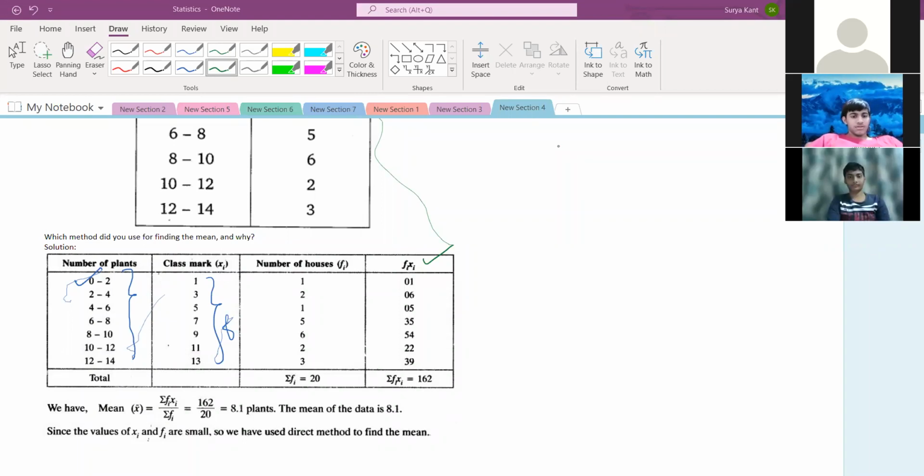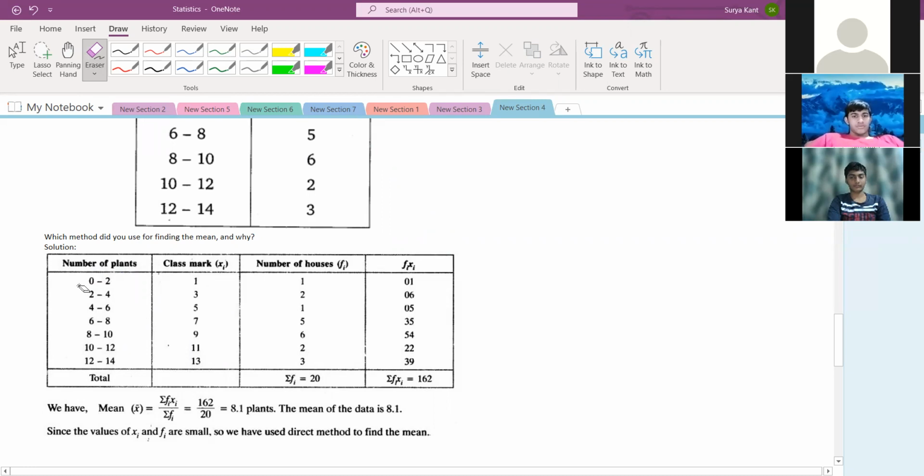So see here, we have to find xi. How to find xi? Do you know that? The midpoint of the number of plants is given, right? We have to find the midpoint of this. So 0 to 2, how to find xi, Praharshan? Xi is the midpoint between these two limits.